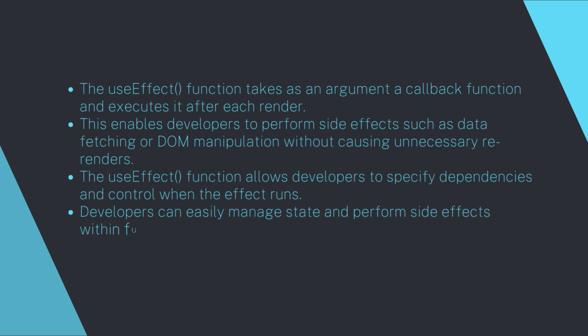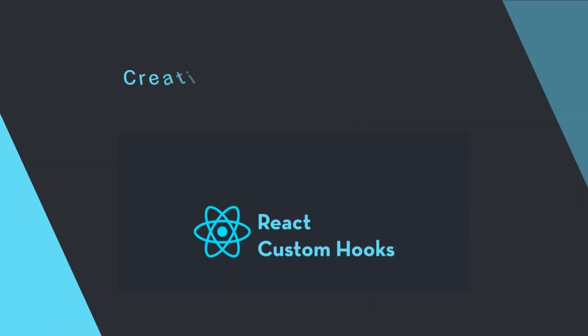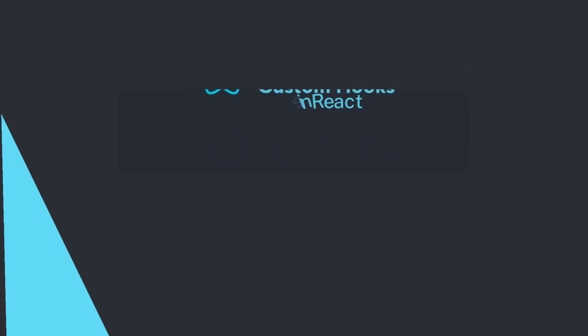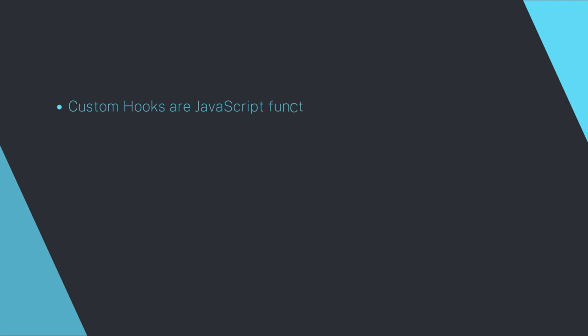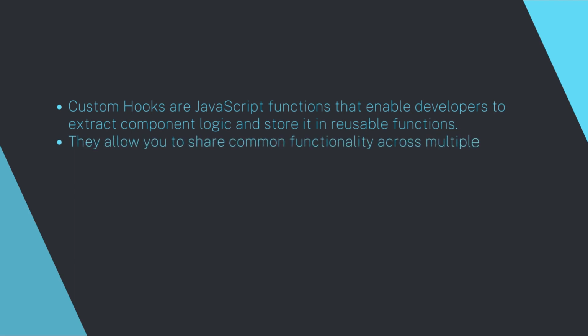Developers can easily manage state and perform side effects within functional components by using useState and useEffect functions, eliminating the need for class components. Now let's talk about creating reusable logic with custom hooks in React. Custom hooks are JavaScript functions that enable developers to extract component logic and store it in reusable functions. They allow you to share common functionality across multiple components without having to duplicate code.